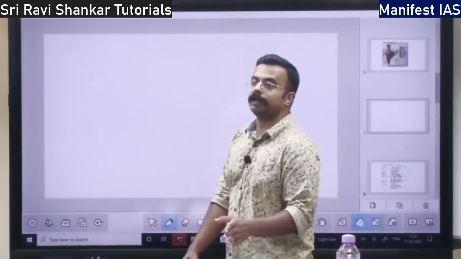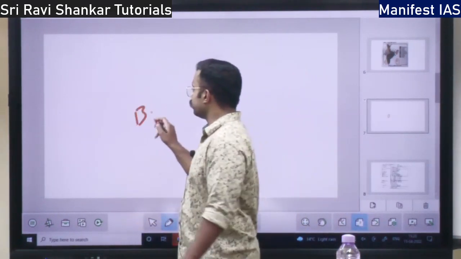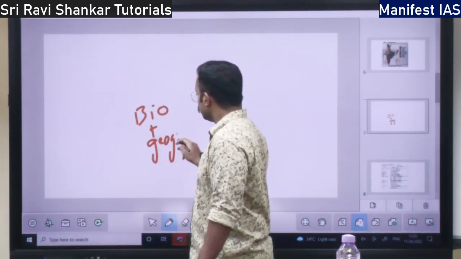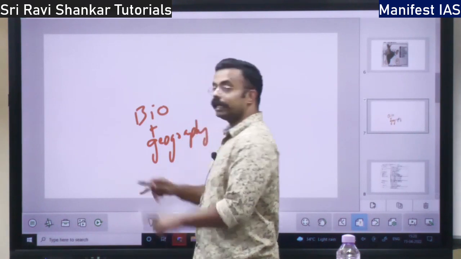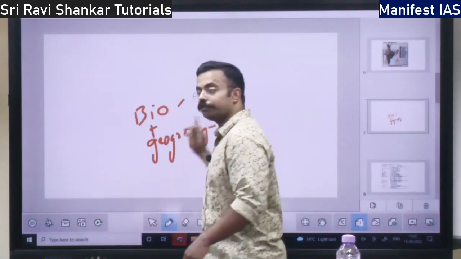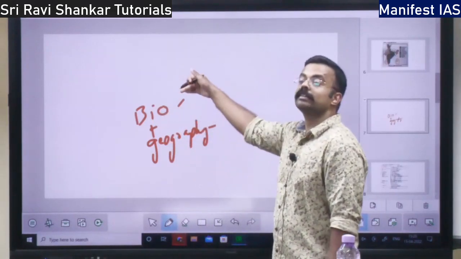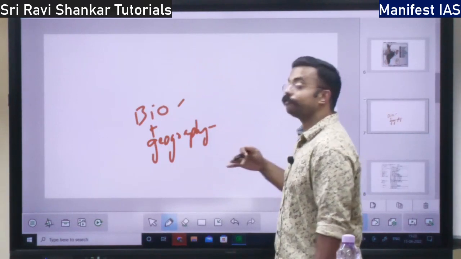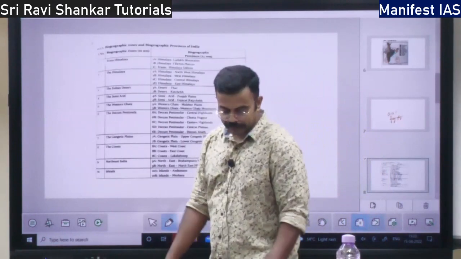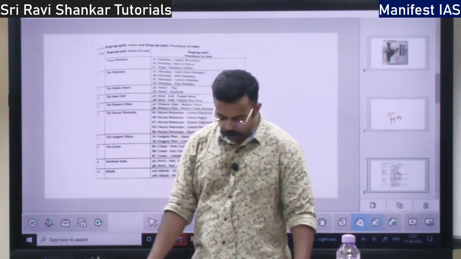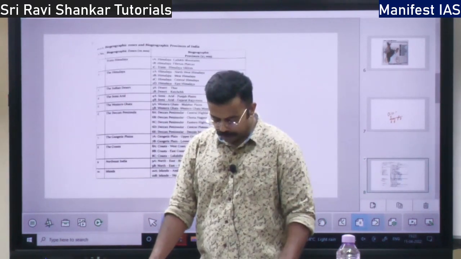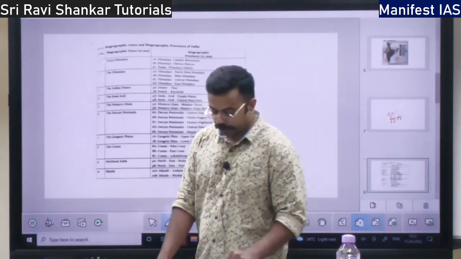Biogeography means bio, meaning plant and animal, that is life, which is taken together with the geography, and the landscape is demarcated based on biology and geography. That is the biogeographic zone, which is further subdivided into 25 provinces. These are the 25 provinces, right? Biogeographic provinces are nothing but zones further subdivided, so there are 25 provinces.